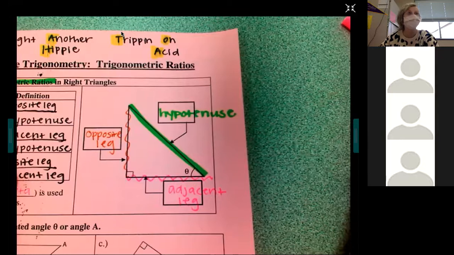Are we okay? It's brand new. So if you're like, how the heck does this work? I'm about to show you, and it's not hard at all, but you got to remember those ratios. You got to know that saying.